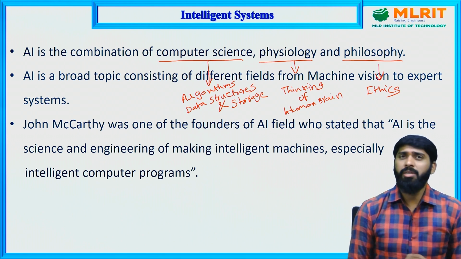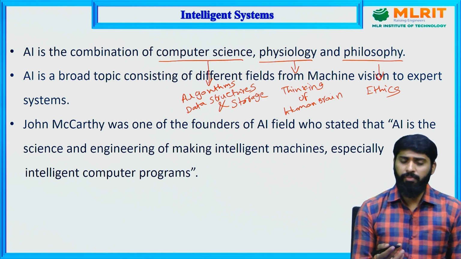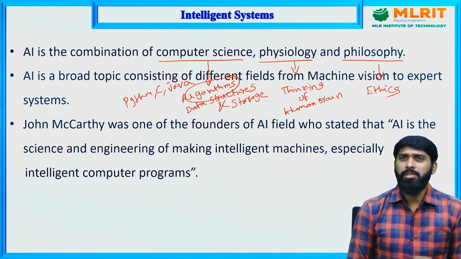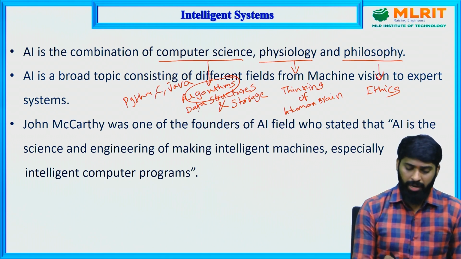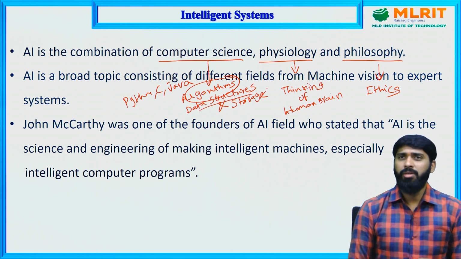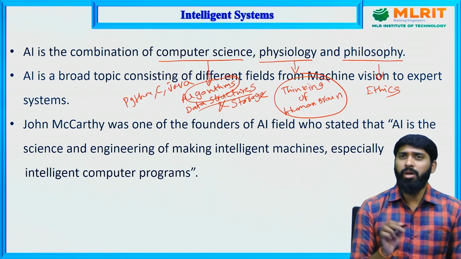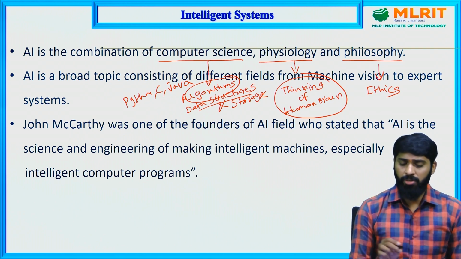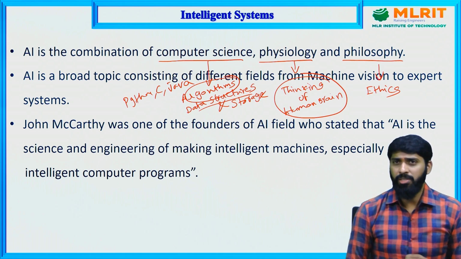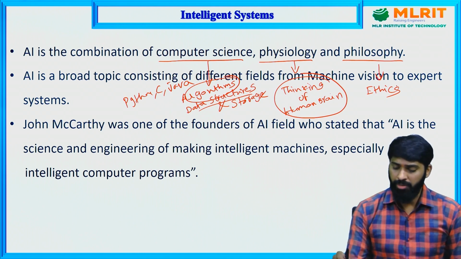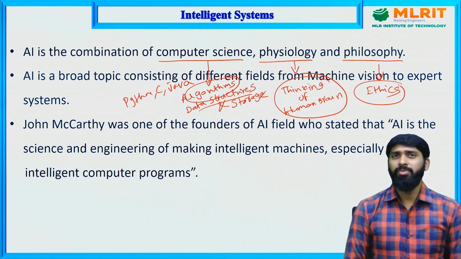Now computer science deals with the technology. For example, we develop these algorithms in Python or C or Java, and computer science deals with the data structures and storage. And physiology deals with the human brain, how the human brain thinks, so that we call physiology. And the philosophy: while developing any AI model, we follow some ethics. So this comes under philosophy.